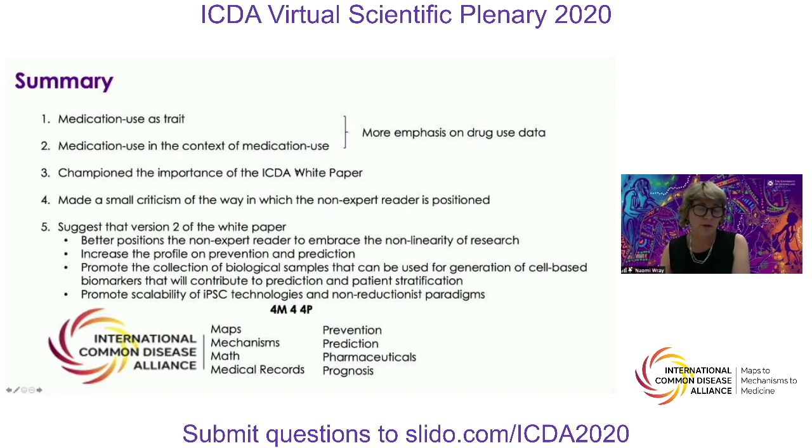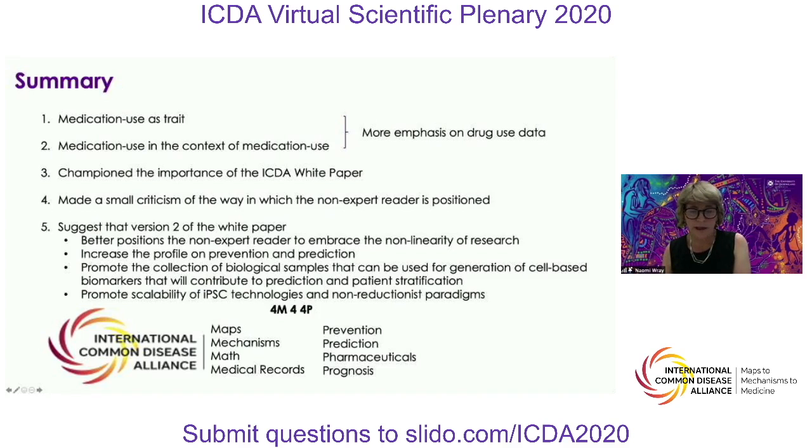I've championed the importance of the white paper, but made a small criticism in the way the non-expert reader is positioned. And I'm suggesting that version 2 of the white paper would better position the non-expert reader to embrace non-linearity, embrace the complexity. And I would like to see an increased profile on prevention and prediction.